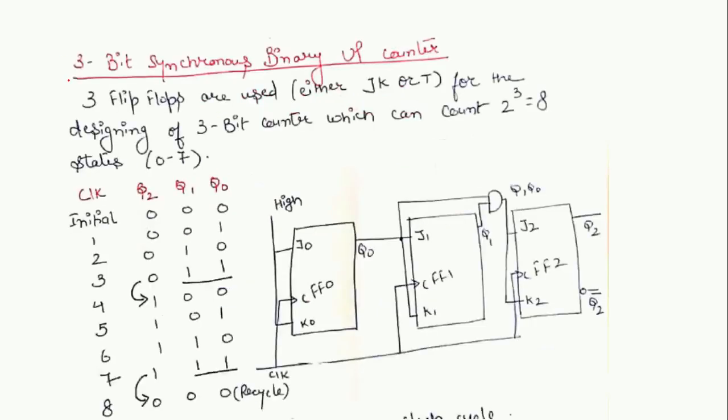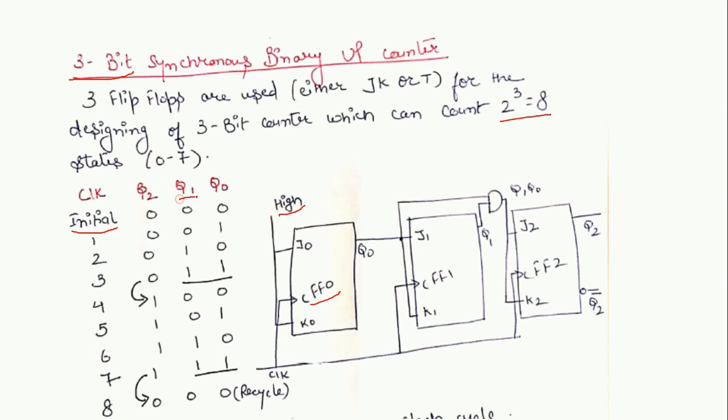Now the topic is the 3-bit synchronous binary up counter. We require 3 flip-flops for the designing of a 3-bit synchronous up counter. It will count a total of 8 conditions from 0 to 7. Starting from the initial clock value, every time we have to consider the reset mode, that is, all the outputs are set to 0. Now what about the connections of flip-flop number 0, that is J0, K0? Let us see the truth table. Q0 is going to toggle at every clock cycle, 0, 1, 0, 1, as you can see over here. So that is why once again it is connected with a high signal.